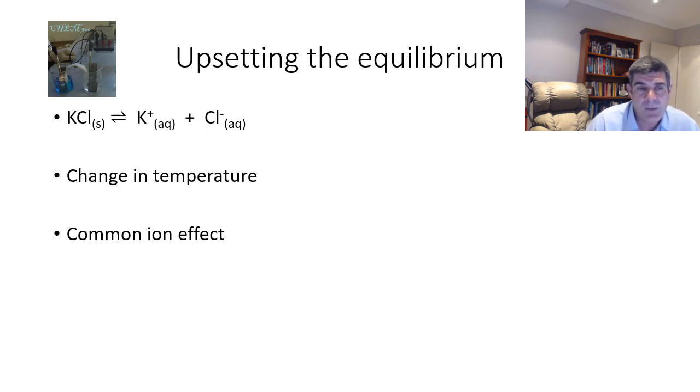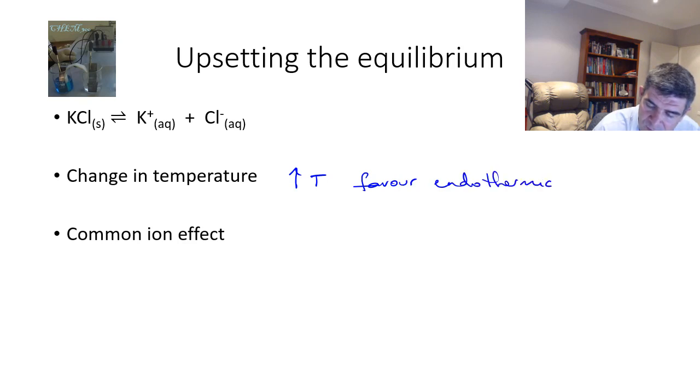Because this is an equilibrium, we can evaluate it in the same way as we've evaluated other equilibria, and that is in terms of how we can change the equilibrium. The first thing that we can always do is change the temperature. We know that an increase in temperature is going to favour the endothermic reaction, and that's the one that has the positive delta H value. Likewise, a drop in temperature is going to favour the exothermic, or negative delta H value.